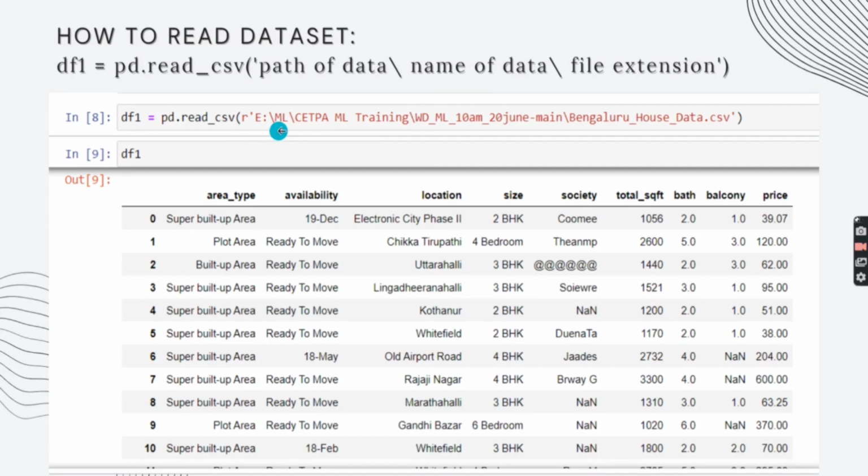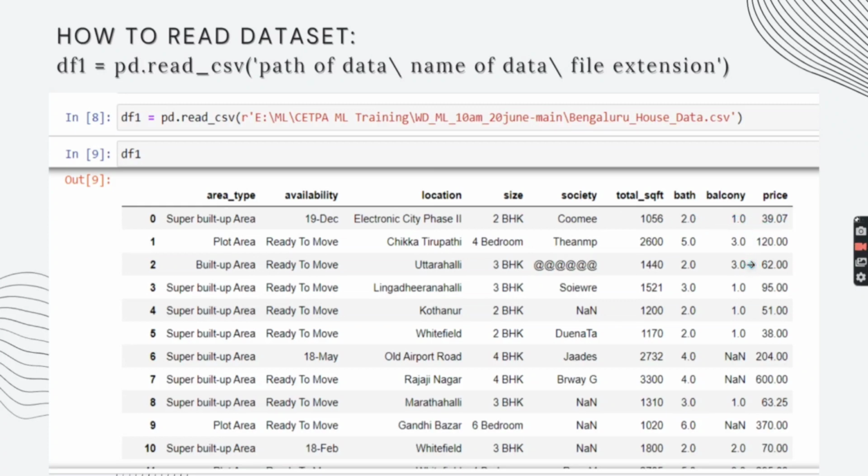So it reads the entire path of the data, which is my local drive path. You can also download the data from the link given in the description, and from your local drive you can choose the path of the data and read your CSV file with similar syntax. We can already see in our data set that we have many columns: area type, availability, location, size, society, total square feet, bath, balcony, and price.